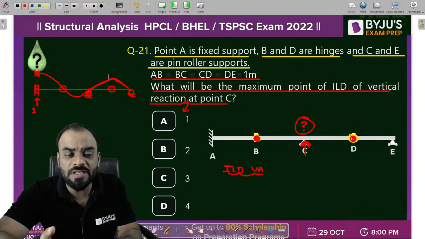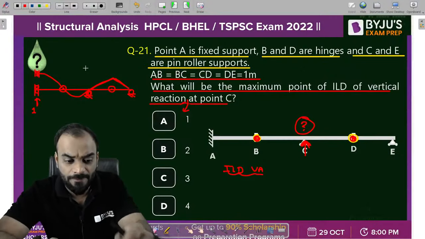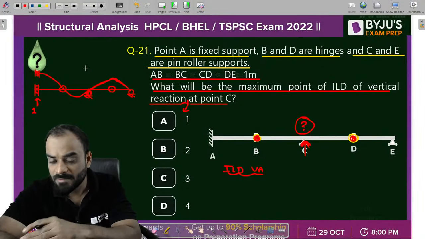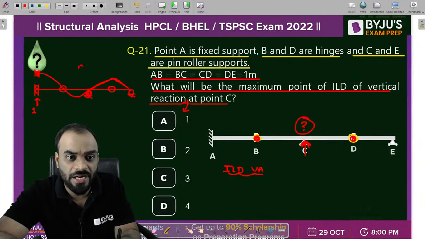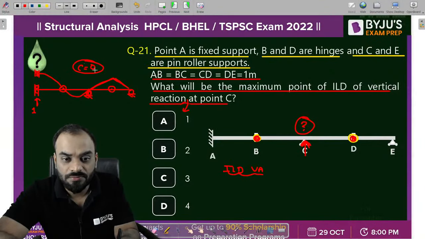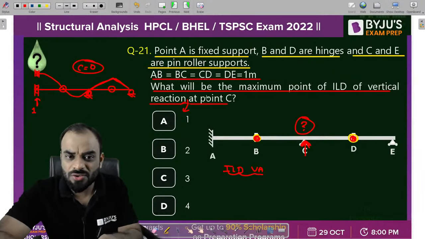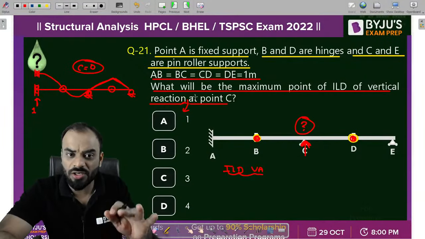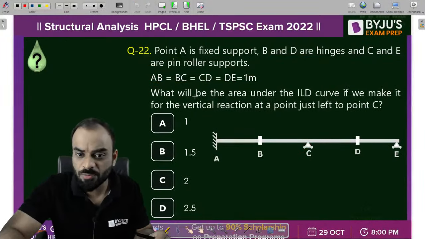So right now, are you able to understand the ILD or not? Tell me, guys. Yes, in that case, it should be zero. Okay, so right now, let it be, guys. I think there is some mistake in the question. Okay, let it be. Let's move to the next one.